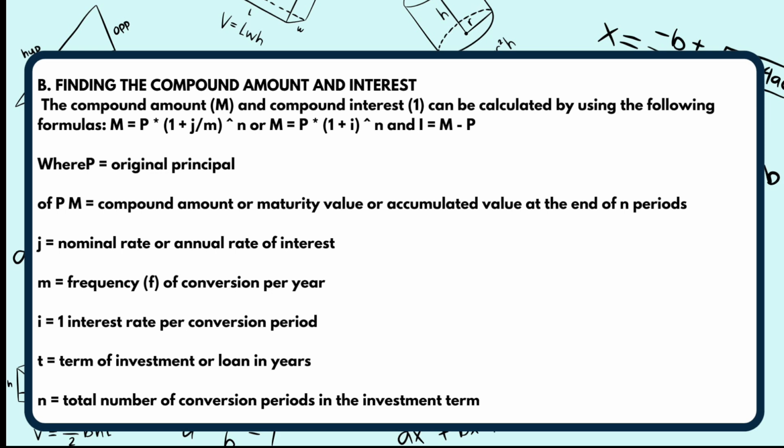And last but not the least is number 4, which is rate per conversion period. So this is the interest rate for each individual conversion period. It is denoted by I. To find I, we divide the nominal rate, which is the G, by the number of conversion periods in a year, and that is the M. So ito yung interest rate para sa bawat conversion period. Tinutukoy ito ng I. Para makuha ang I, hinahati natin ang nominal rate, G, sa bilang ng conversion period sa isang taon. And that is the M.